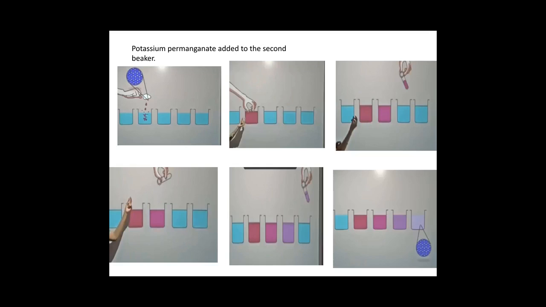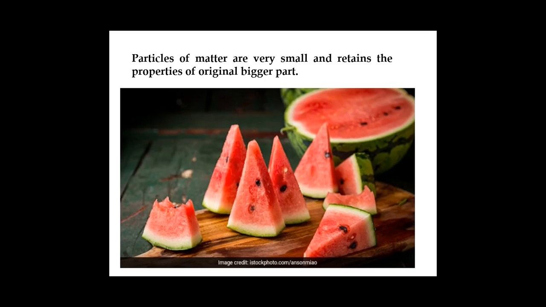If you compare the color of the second, third, fourth, and fifth beakers, the color fades from pink to purple. But when you check the properties of the fifth beaker against the second beaker, you will find similar properties. Why? Particles of matter are very small and retain the properties of the original bigger part.